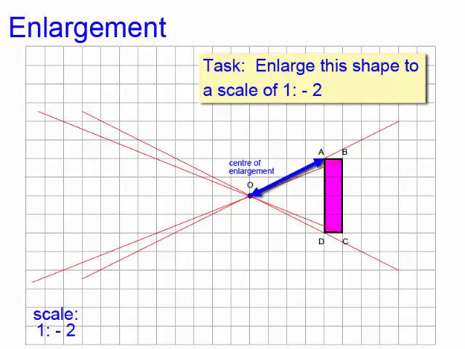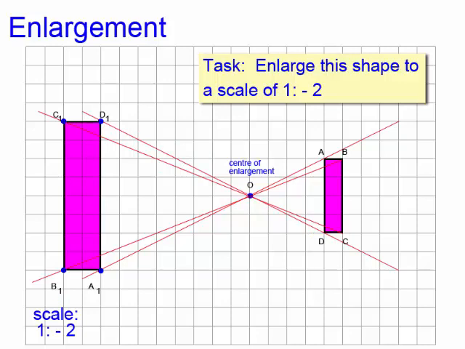So if we measure the distance between AO and double this distance, we will find the coordinate A1. Similarly, if we measure the distance BO and double this distance, we will find the coordinate B1. Measure the distance CO, double this distance, and we will find the coordinate C1. And measure the distance DO and double this distance, and we'll find the coordinate D1.